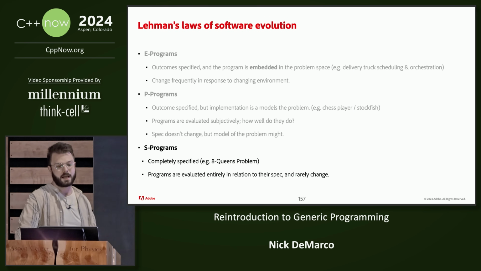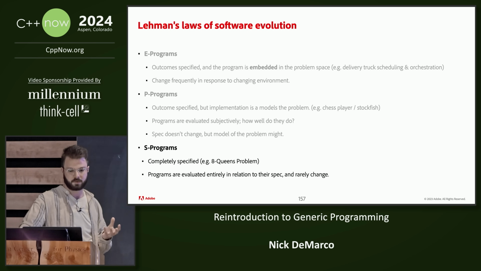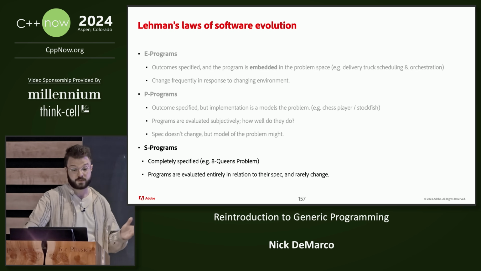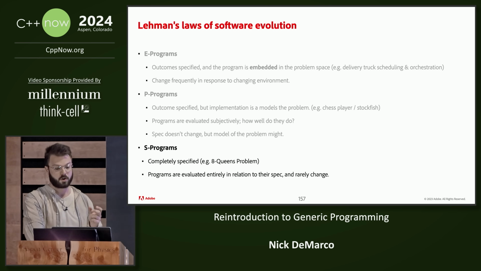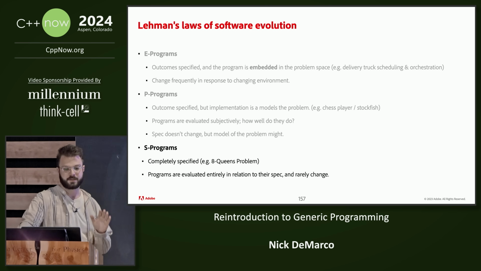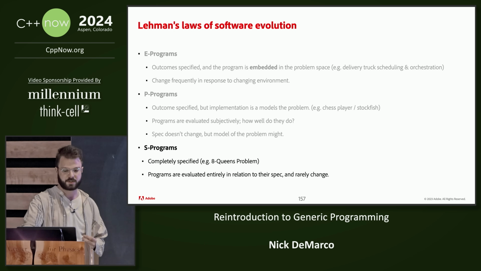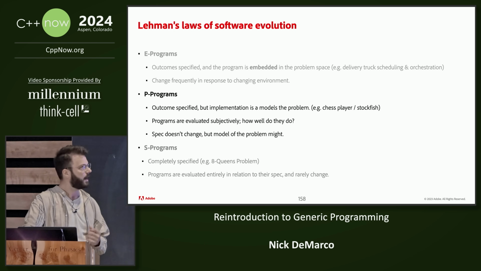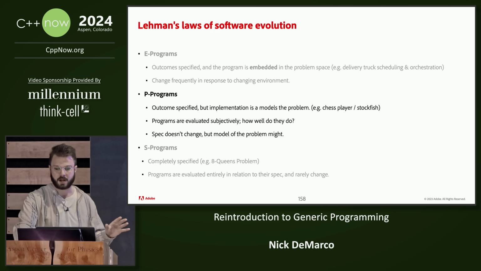And we can evaluate an S program by its ability to solve a totally specified problem. Maybe we give them bonus points for doing so performantly, right? But their correctness evaluation is totally binary. Do they or do they not solve the problem they were tasked with? It's the simplest type of program. And then P programs are a little bit more complicated.